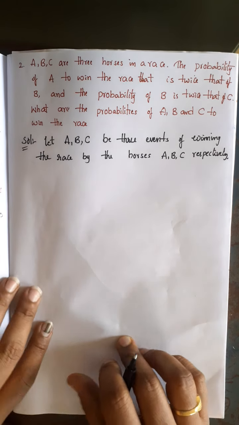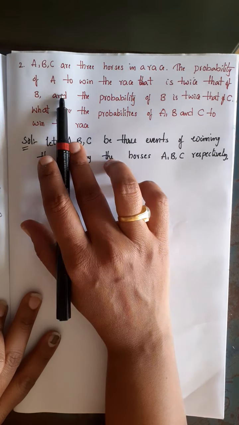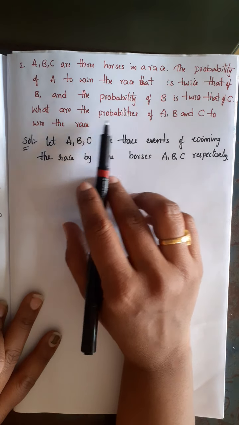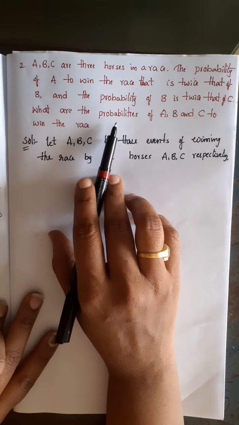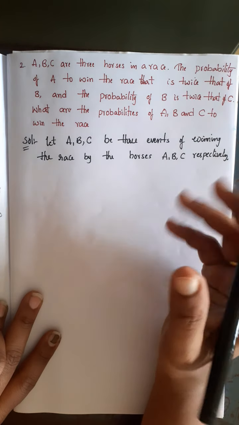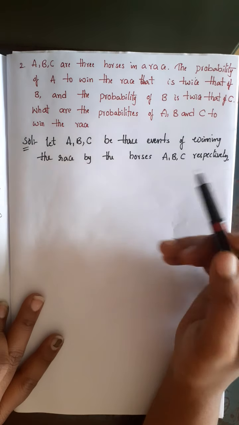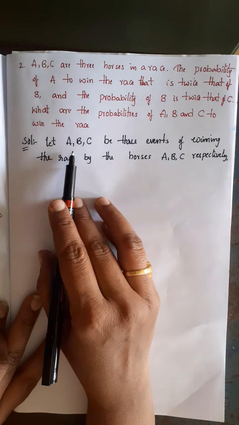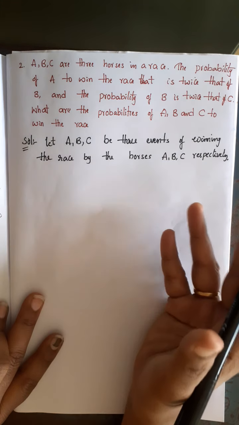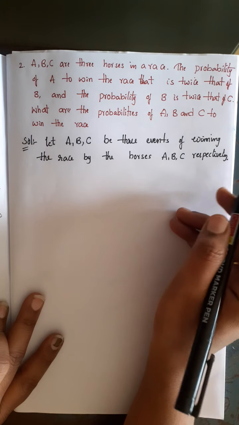Let us see the next question. A, B, C are three horses in a race. The probability of A to win the race and different conditions are given. Now what we have to find out is the probabilities of A, B, C to win the race. Here our events are these horses winning the race. I am letting A, B, C be three events of winning the race by the horses A, B, C respectively.